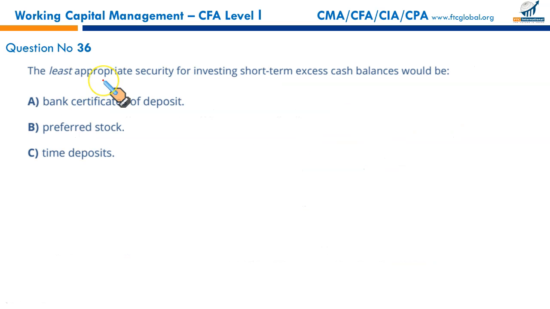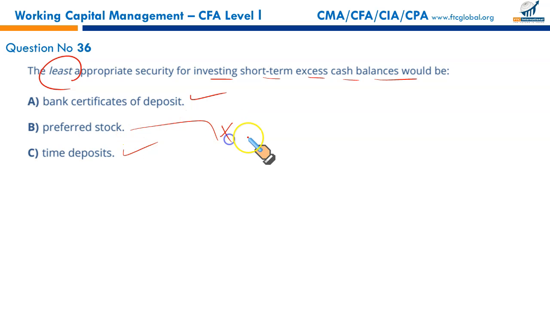Next, the least appropriate security for investing short-term excess cash balances. Bank certificates of deposit, CDs, it's a good one. It's a good short-term marketable security. Time deposits, they are good as well. But preferred stock is normally not considered a good investment for your short-term cash. So that makes B the correct option.